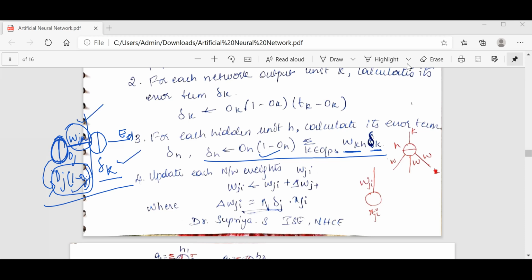They have written it as OH because it's the hidden unit. They are representing it as H, so I'm writing it as delta H. So this will become entirely my delta H value. I'm just assigning the value.